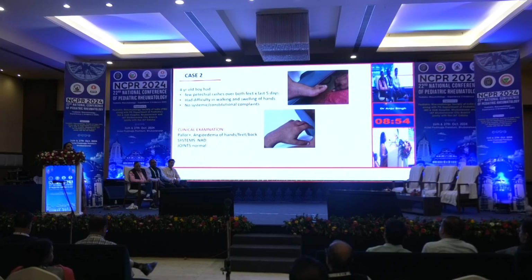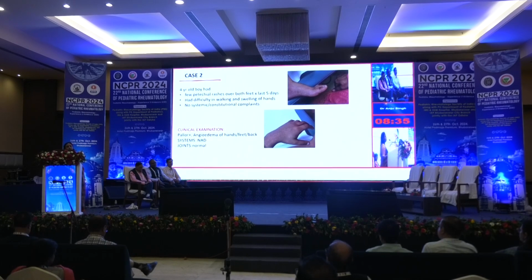So with this, we move to our second case. This is again a boy who is in the common age group. He is a 4-year-old boy. He had a few petechial rashes. It might be visible in this photograph that the rashes were limited to the feet only. He had a few petechial rashes, no classic purpuric rashes in this child. And he had some arthralgia.